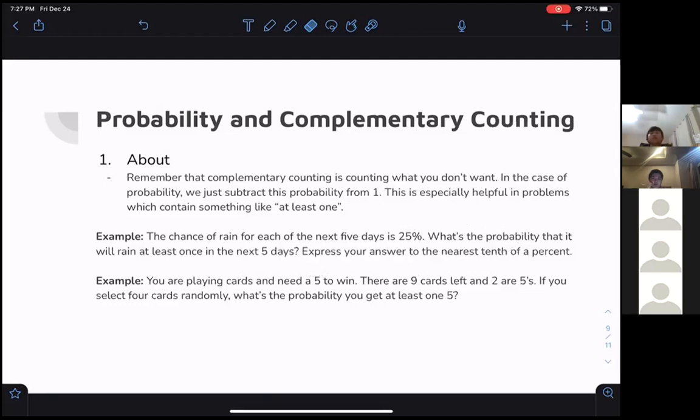All right, now second problem. You're playing cards and need a 5 to win. There are 9 cards left and 2 are 5s. If you select 4 cards randomly, what's the probability you get at least 1 5? Now this is also complementary, as you can see, from the words at least one there.